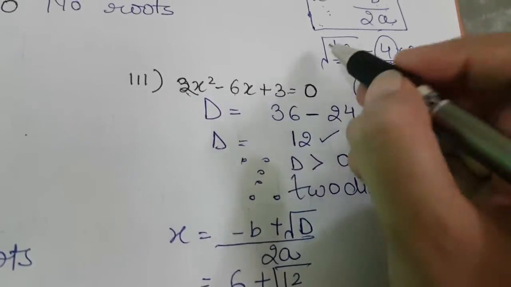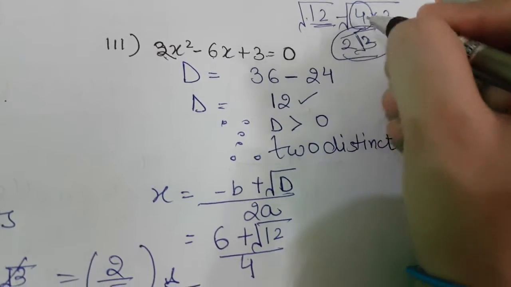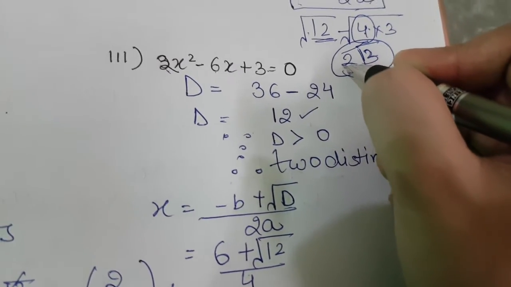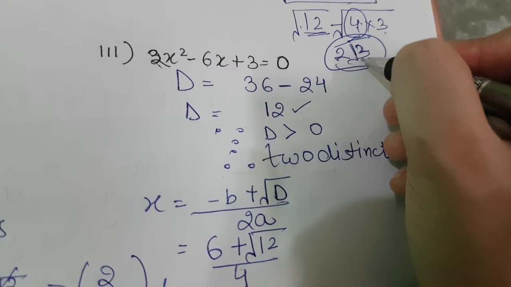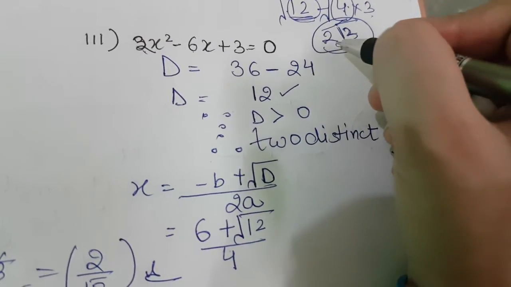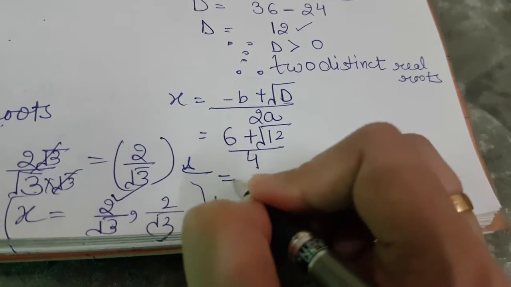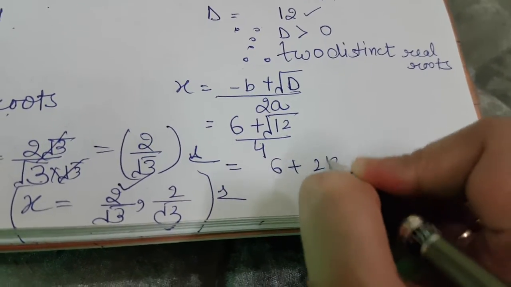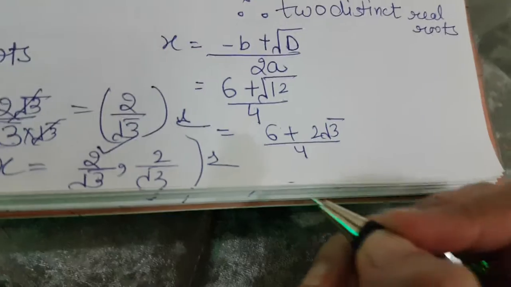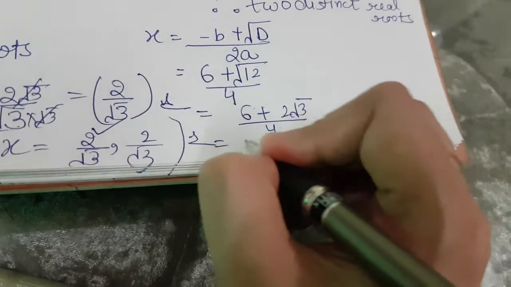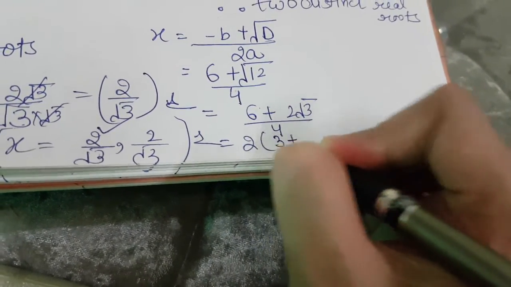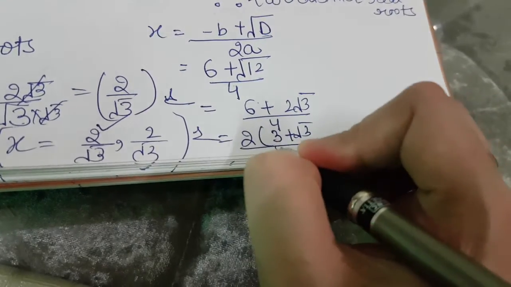Clear ho gaya na students? Root 12 factors are 4 and 3. 4 square root will be 2 and 3 will be inside the root. So root 12 can be written as 2 root 3. So same I am doing here. I am writing here 6 plus 2 root 3 upon 4. Now we can take 2 common. So it will be 3 plus root 3 upon 4.